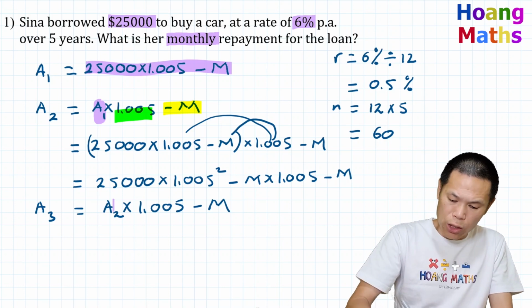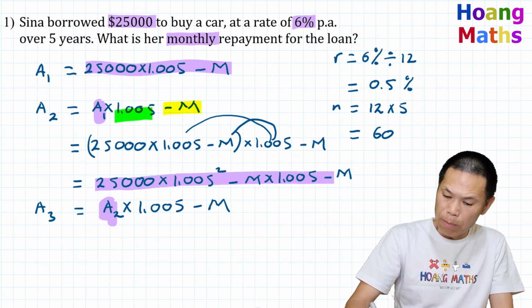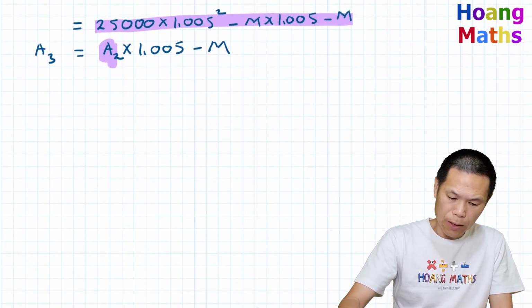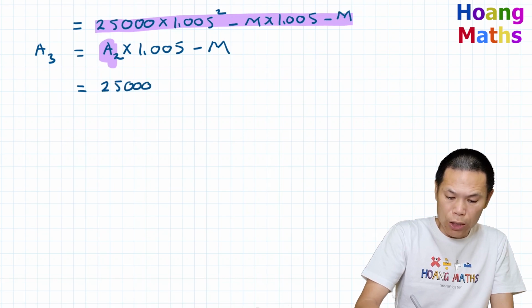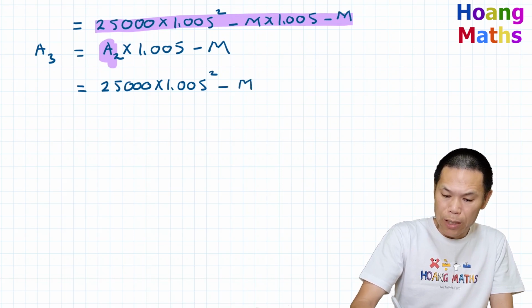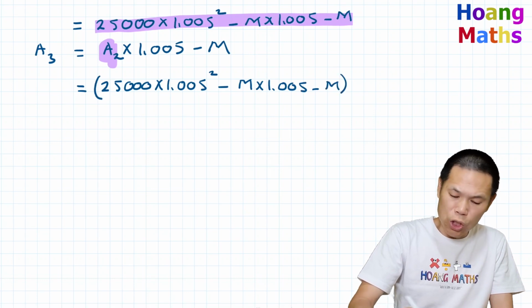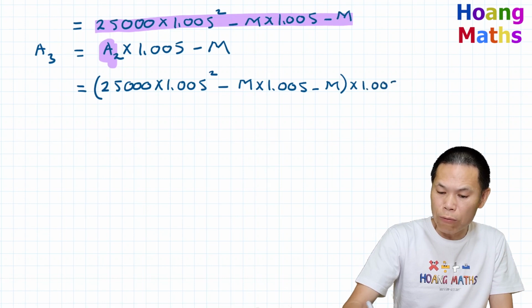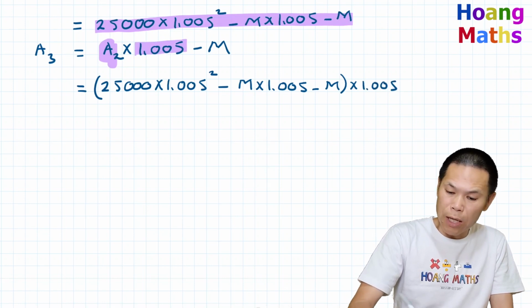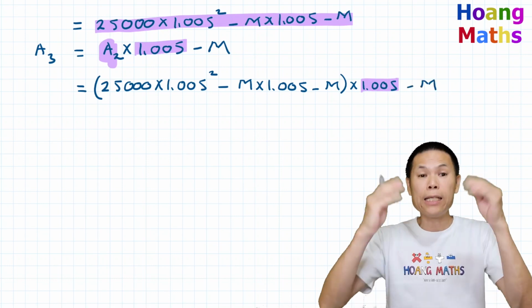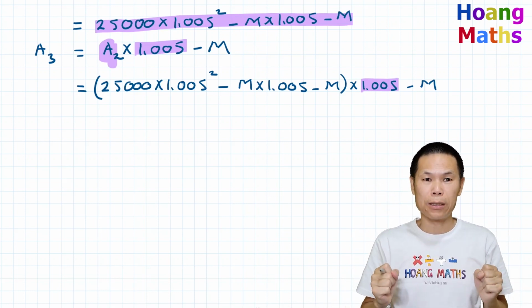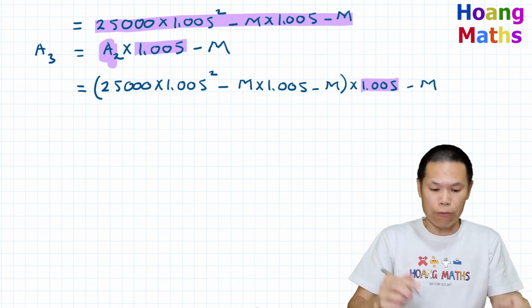So now we know that A2 is this number here. So let me just write this down. So that will give me A2 is $25,000 times 1.005 squared minus M times 1.005 minus M, and we times 1.005, and that is the number here. Okay, keep that in mind, and don't forget we need to write that M down. So that is how much you owe at the end of the third month. But then let me just expand the bracket first.